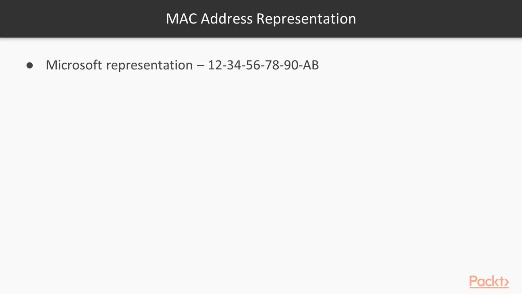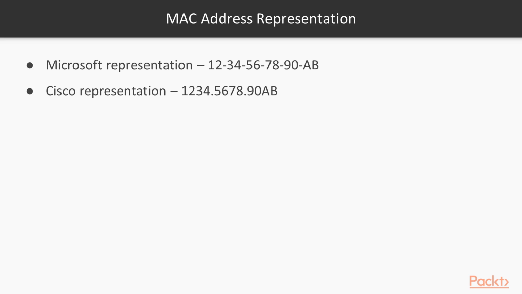MAC address representation is different within different operating systems. For example, Microsoft shows MAC addresses like this. Each two characters are separated by a dash. But in Cisco operating systems, we represent MAC addresses like this. Each four characters are separated by a dot. This is how we deal with MAC addresses in Cisco operating systems.